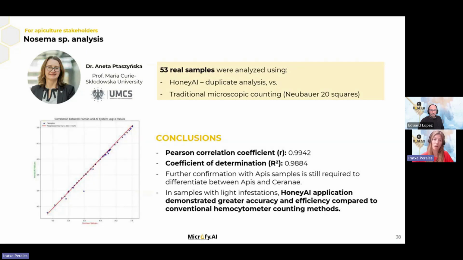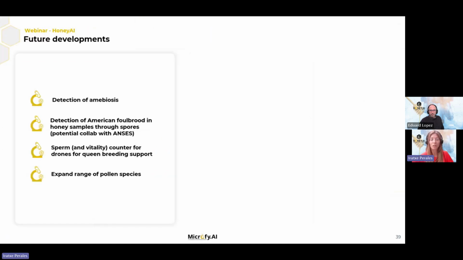And she also confirmed that for light infestations, our system has greater accuracy and is much more sensitive than conventional counting. The future developments we are working on include detection of amebiosis. It was thanks to external experts that we could create the data set, and now we are training the system. Also, we are working on a potential collaboration with ANSES, the public laboratory, to be able to detect American foulbrood in honey samples. Hope we can do it with them.